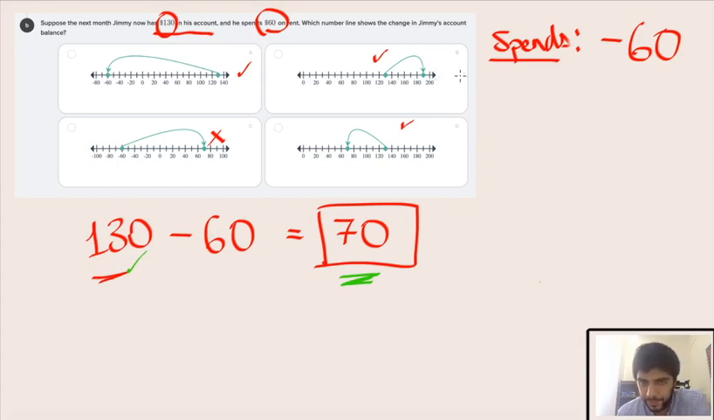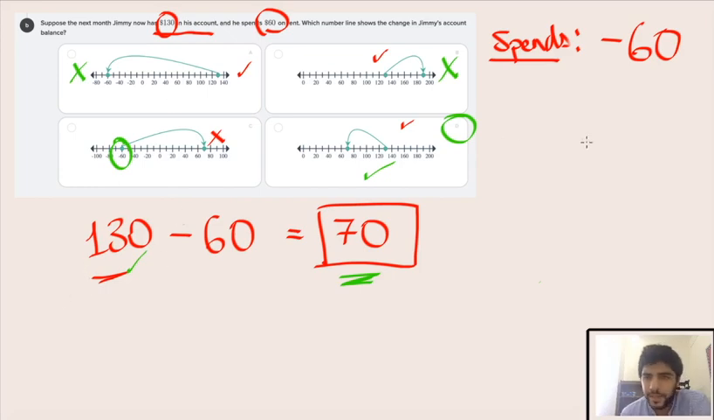This one ends at 190, that's bad. This one ends at 70, that's good. This one ends at negative 60, that's really bad. This one ends at 70, which is good, but it started at negative 60, which is bad. And so we have our final answer as D.